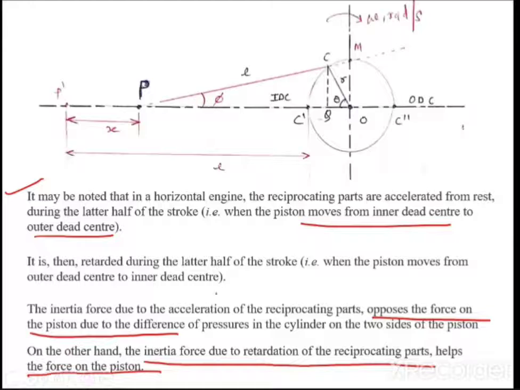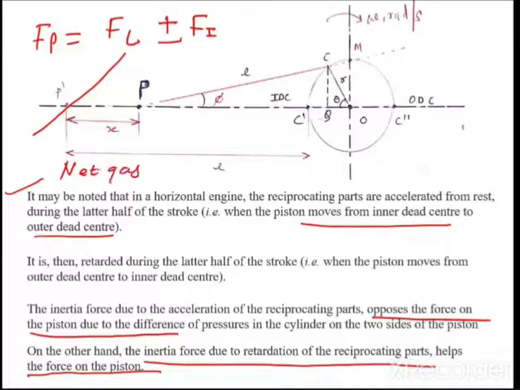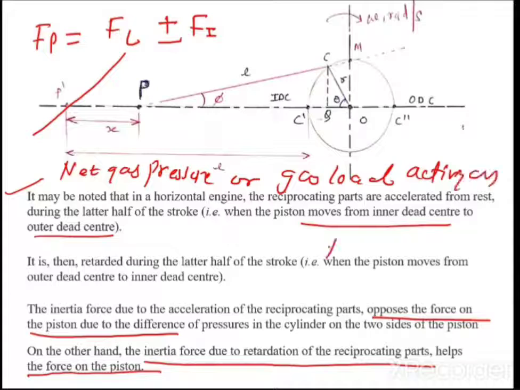The point is, if FP is the net force or the piston effort, then FP is equal to FL plus or minus FI. Now what is this FL? FL is nothing but the net gas pressure or gas load acting on the piston. I will show you in the next slide.